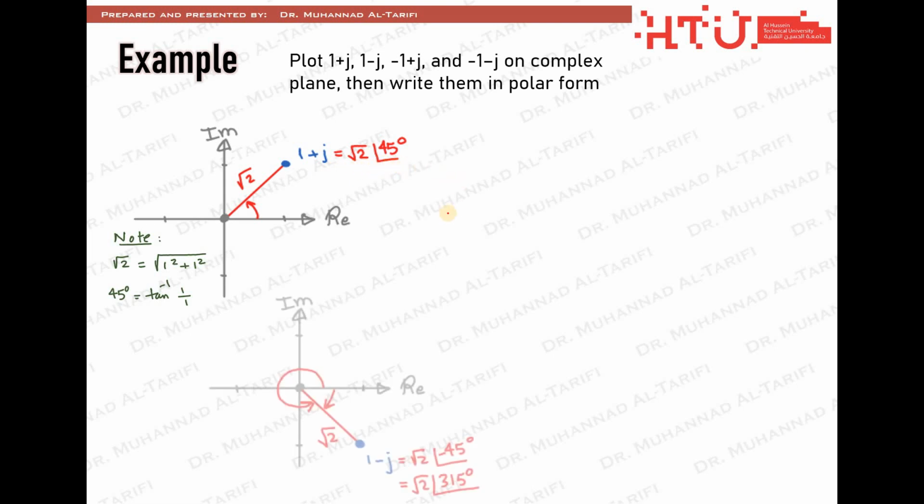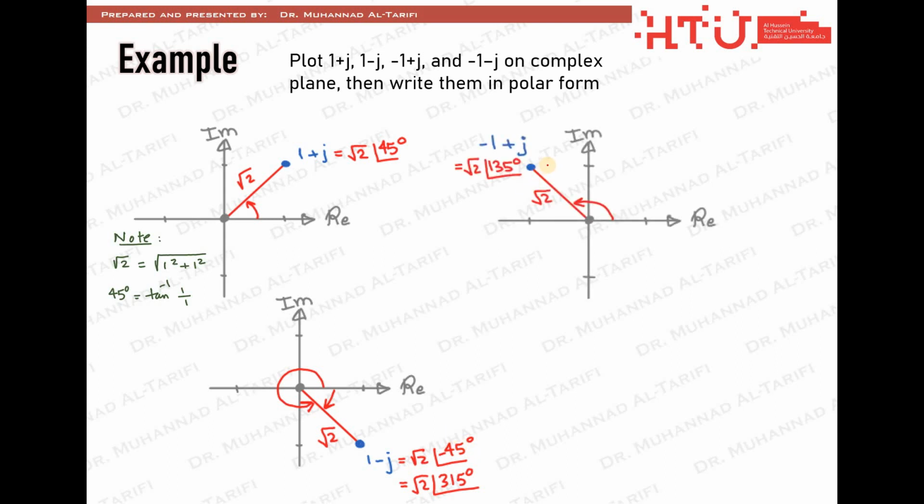So 1 plus j in polar form is square root of 2 at the phase of 45 degrees. Let's see 1 minus j. The distance to origin should remain the same, square root of 2. But the angle now is 45 degrees in the clockwise direction, so 1 minus j in polar form is square root of 2 at the phase of minus 45 degrees. Or, if you wish, square root of 2 at the phase of 315 degrees, which is the angle that makes with the positive real axis at counterclockwise direction. Note again that 315 degrees and minus 45 degrees are 360 degrees apart.